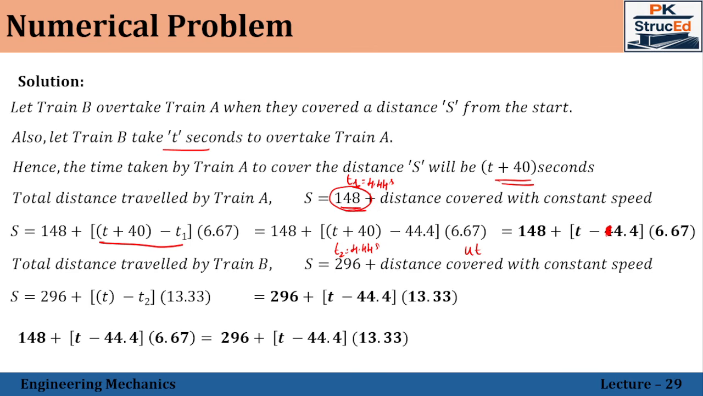So equating these two, because s is constant on both sides, and again this is 4.44, we get the time taken by train B to overtake train A as 62.26 seconds. This is what has been asked. When train B will overtake train A, that is, t has to be calculated. If the question is extended to when and where, substitute the value of t in any of these equations in order to get the s value also.